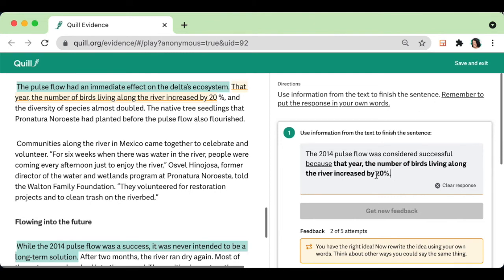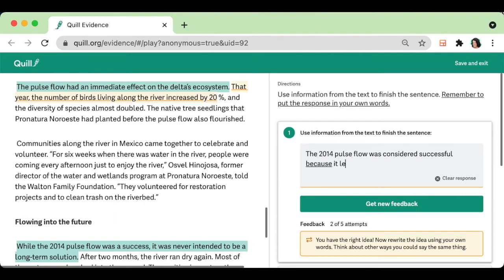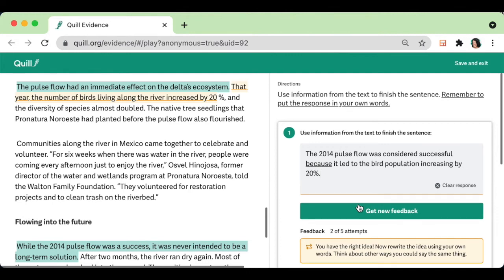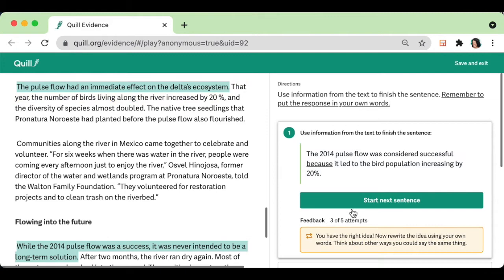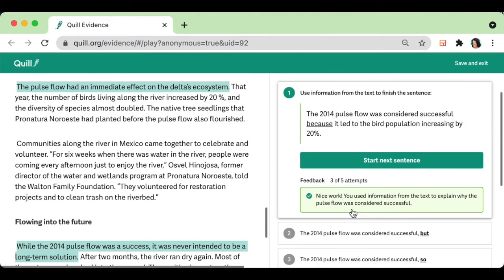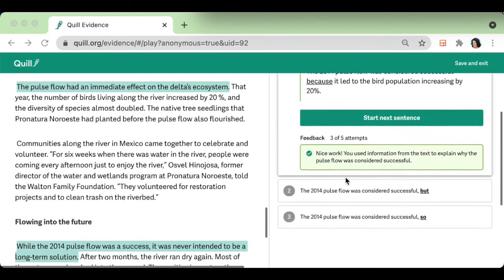And let's say they do that writing, it led to the bird population increasing by 20%. They'll click Get New Feedback, and they're told, nice work. You used information from the text to explain why the pulse flow was considered successful. The text is intentionally written to include multiple possible correct pieces of evidence for each stem. At this point, they'll move on to the but stem.